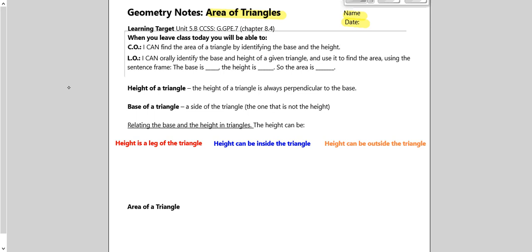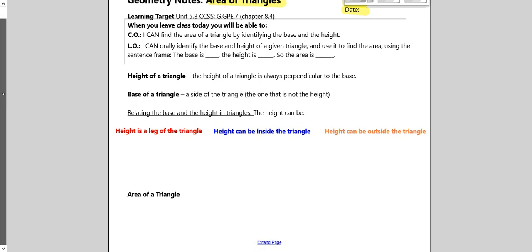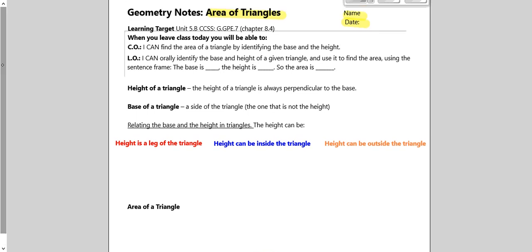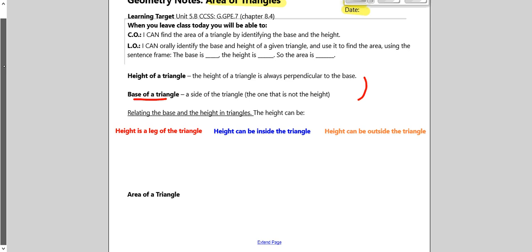So in this first part, I just want to go over a couple definitions. The first, the height of a triangle is always perpendicular to the base. And the base of a triangle is always one of the sides. So there's a key difference between these two: the base has to be a side of the triangle. The height, that's not necessarily the case. So let me give you three scenarios that we get with triangles, okay?